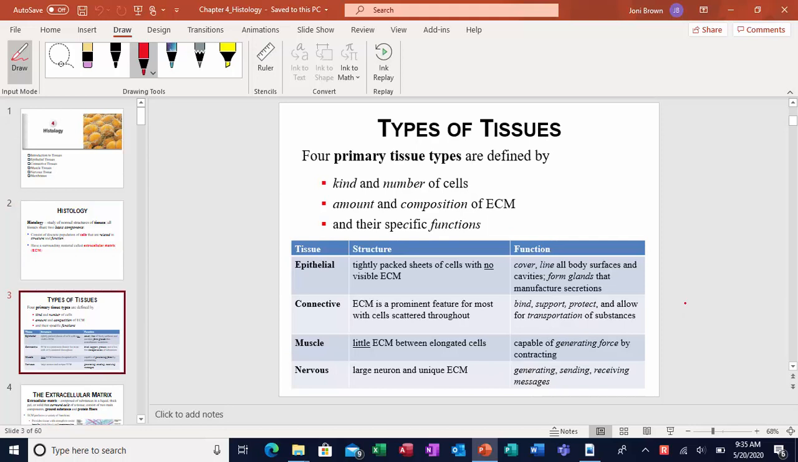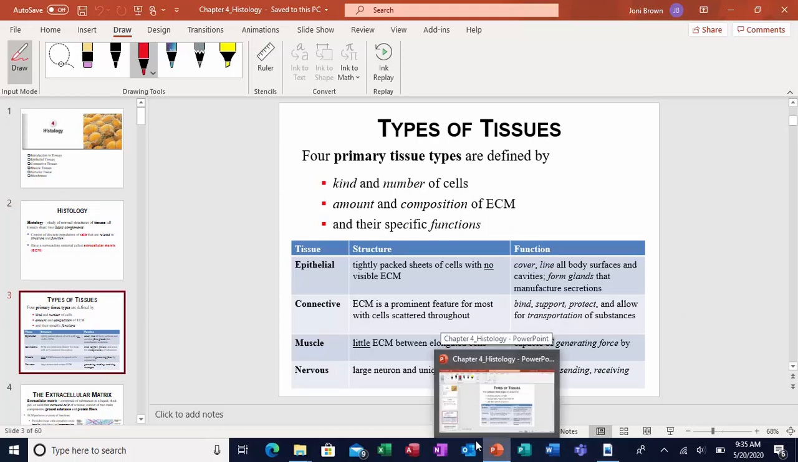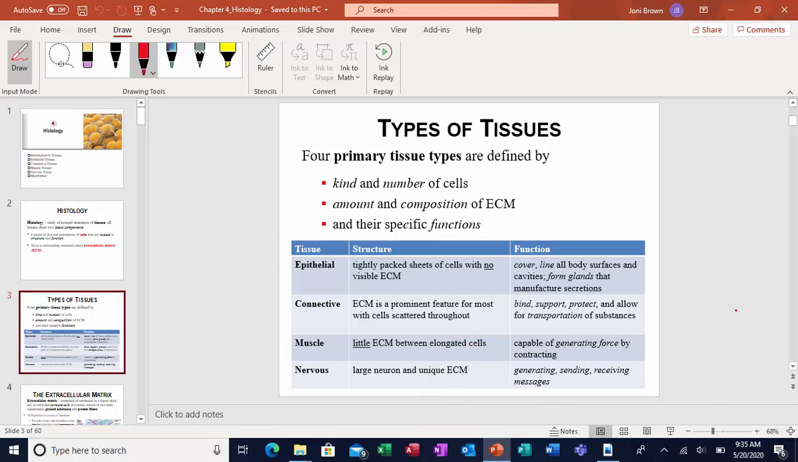There's 4 main tissues in the body, and we classify them by how many cells, the kind of cells, the composition, and the amount of extracellular matrix between the cells, and other functions. There's epithelial tissue that you're going to find on coverings that lines your body surface and lines all your cavities in the body, and it also forms glands that secrete things. There's the second type, connective tissue. This is what connects. It binds and supports and transports and protects all of your other tissues.